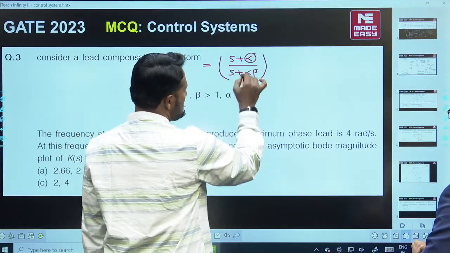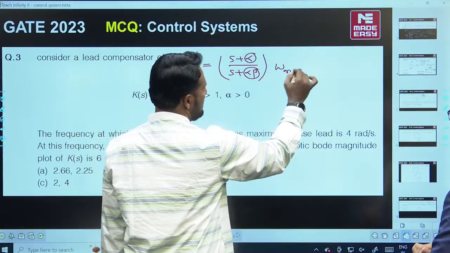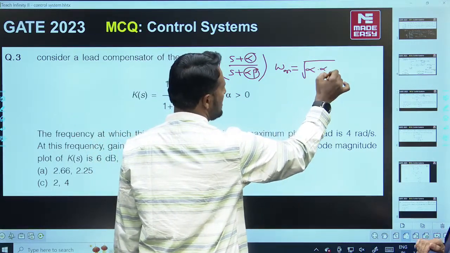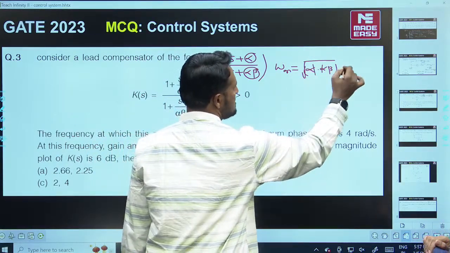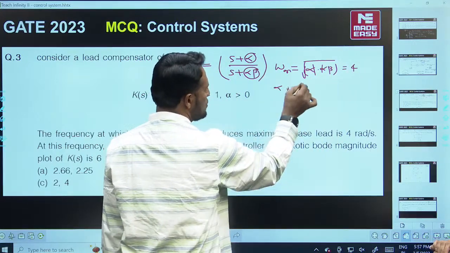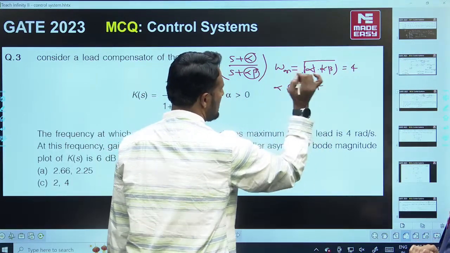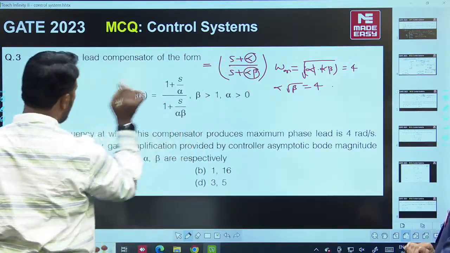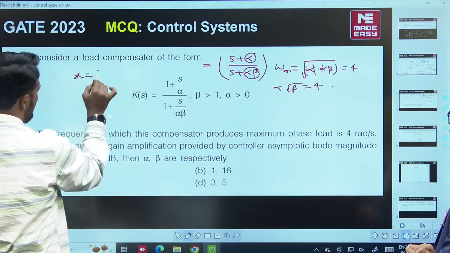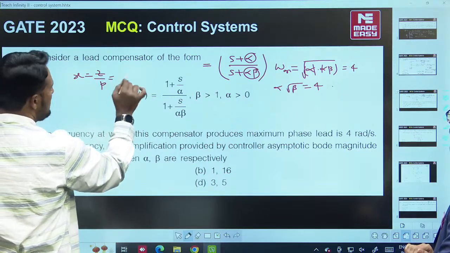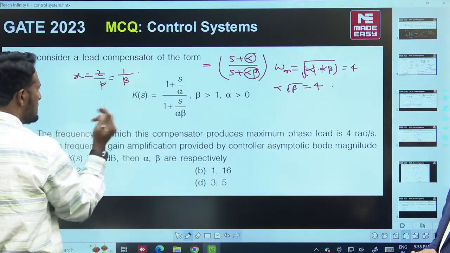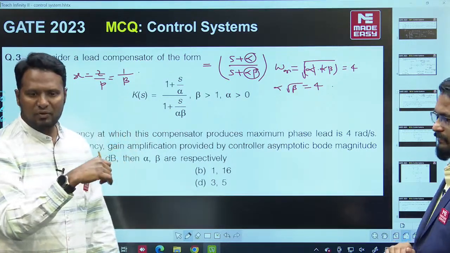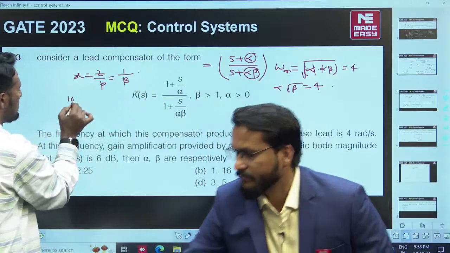This is the zero of the system, this is the pole of the system. The frequency where the phase of any compensator is maximum is the geometric mean of the two corner frequencies, which is given to be 4. So alpha root beta becomes 4 radian per second. And the ratio of Z and P, I call it X, which is Z by P, that becomes 1 by beta.